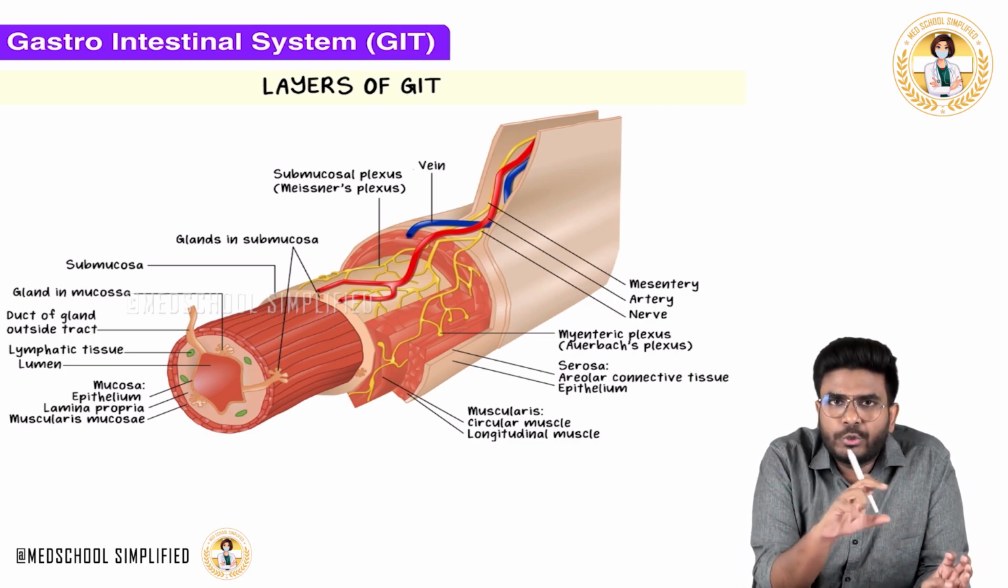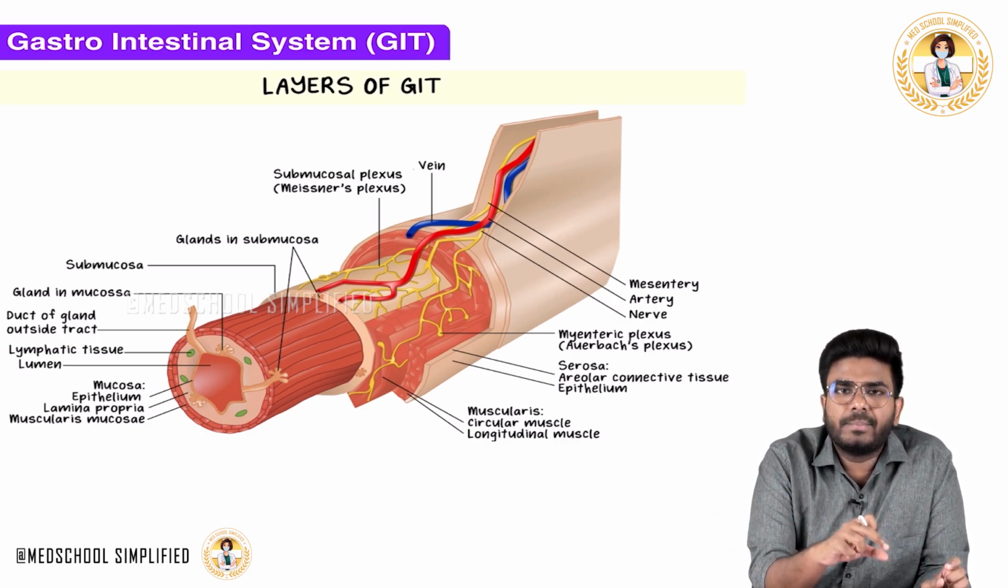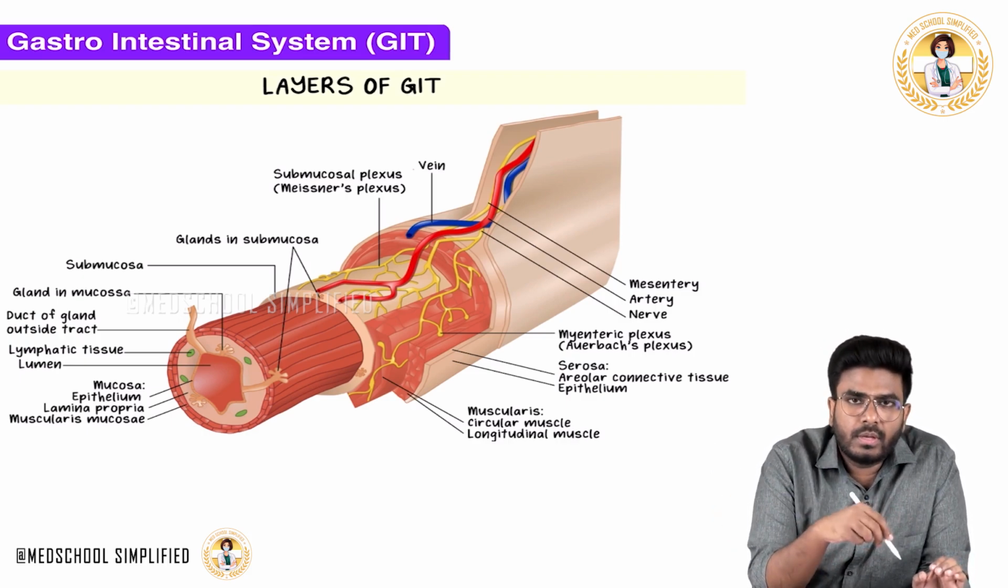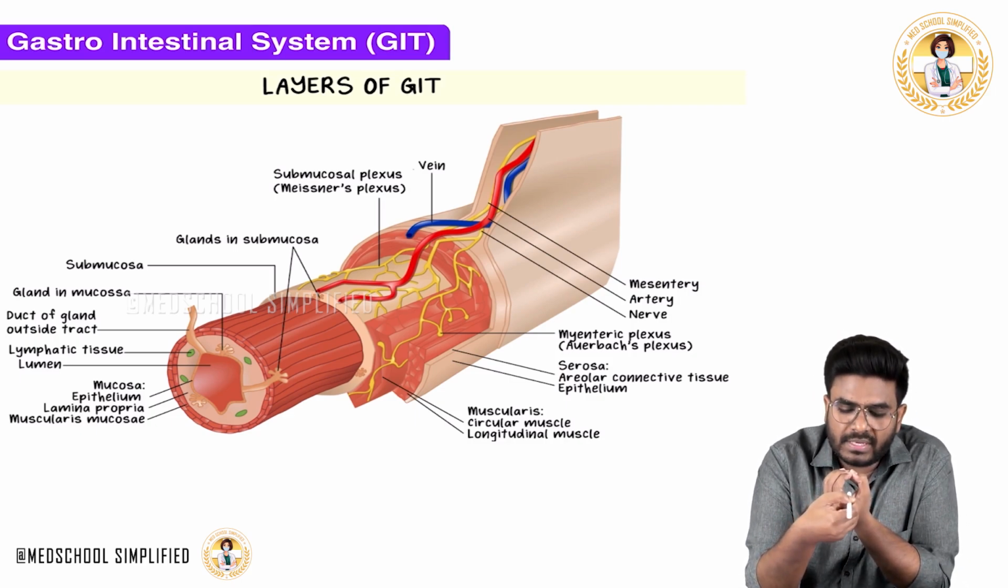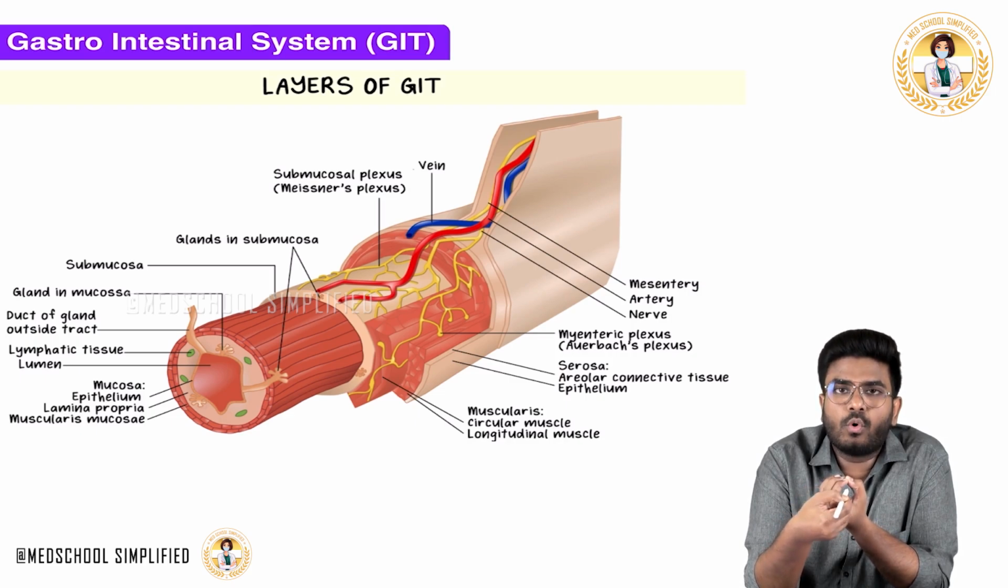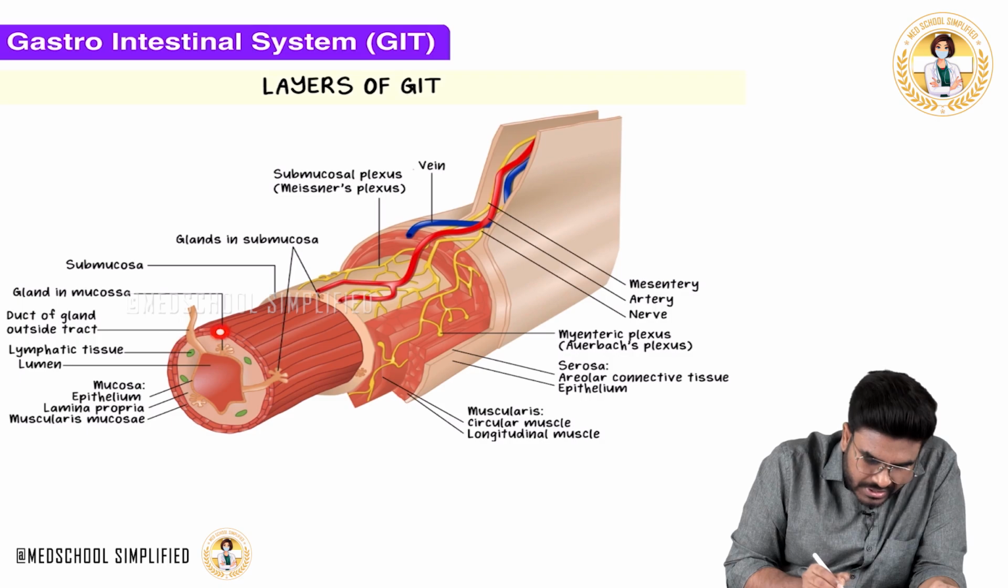So GIT is like a tube. It's like a tube from the mouth to anus. It's all the GIT, right? Gastrointestinal tract. Now this tube is made up of how many layers? This tube is made up of 4 layers, from inside to outside. Now what are these 4 layers? We'll see. Please appreciate here.